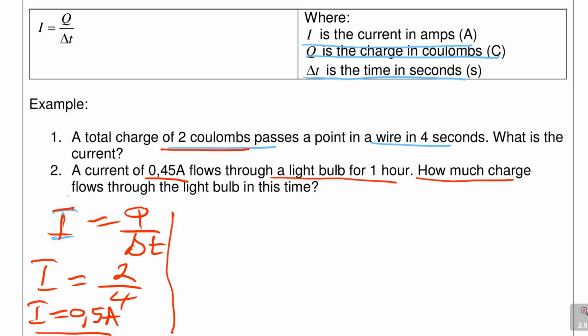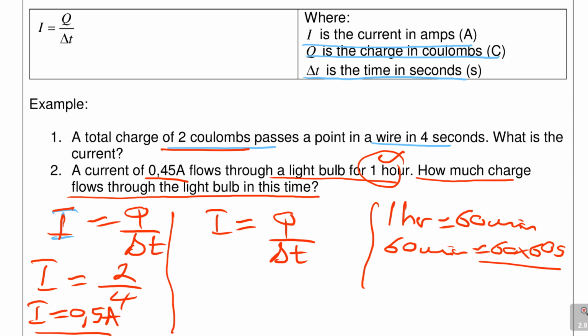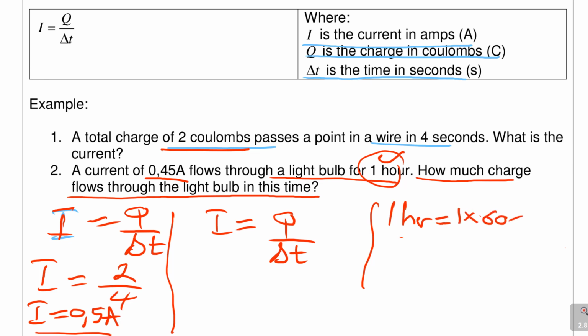How much charge flows through the light bulb in this time? The moment they talk about time, you must know the formula I is equal to Q over change in time. But they mentioned 1 hour, and you must convert that. Time is always in seconds. So 1 hour is equal to 60 minutes, and 60 minutes is 60 times 60 seconds. So when you are given 1 hour and converting to seconds, you just say 1 times 60 times 60.